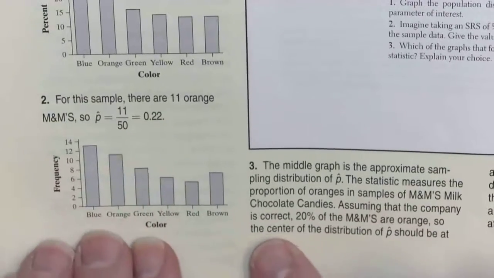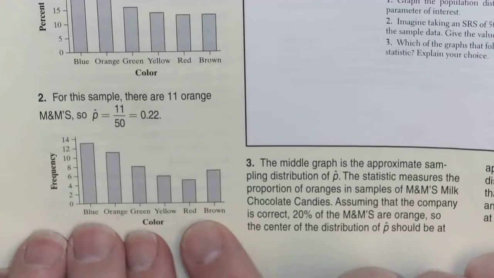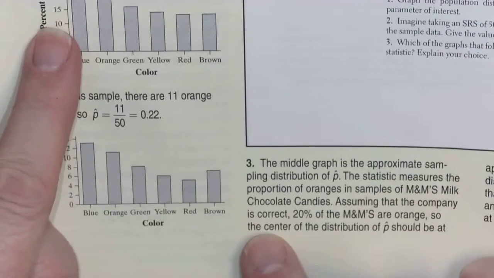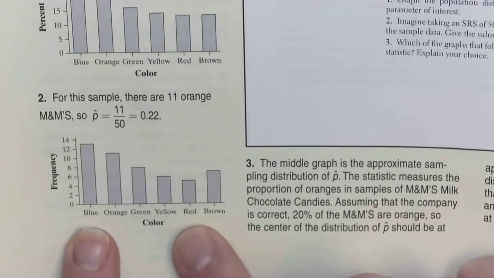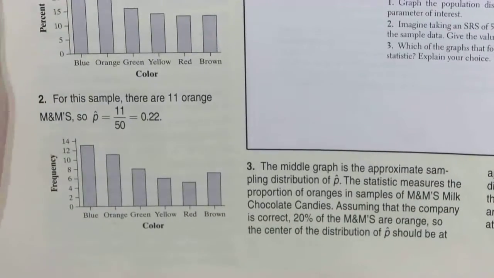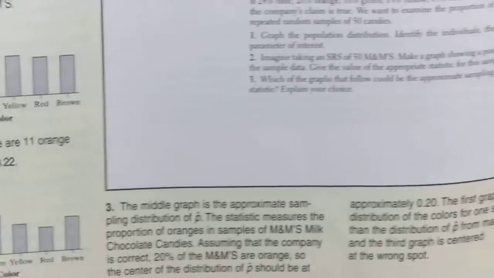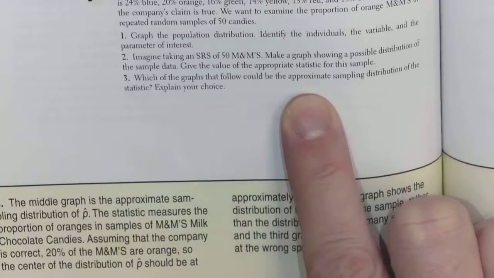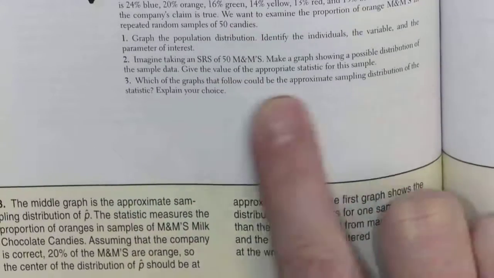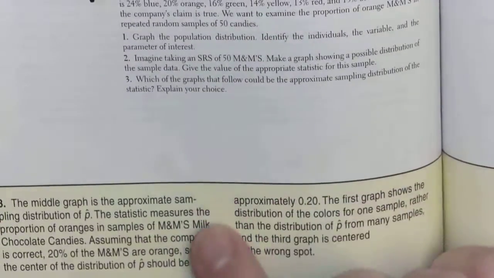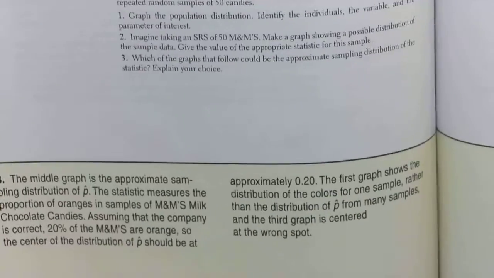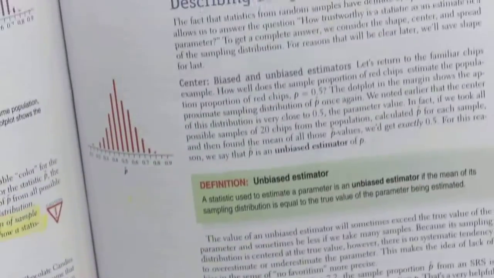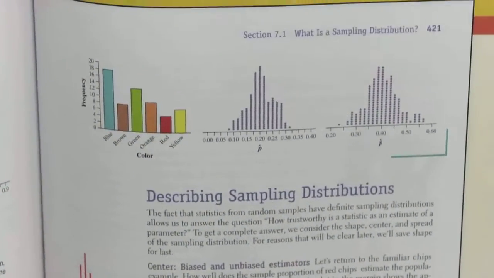Now, if we look at their distribution, here is their graph. It doesn't necessarily match the original one, but this is the one for that particular sample. All right, and then finally 3: which of the graphs that follow could be the approximate sampling distribution of the statistic? Explain your choice. Let's look at the graphs, because they're on the top of the next page.